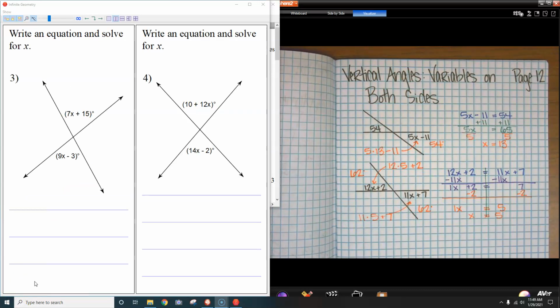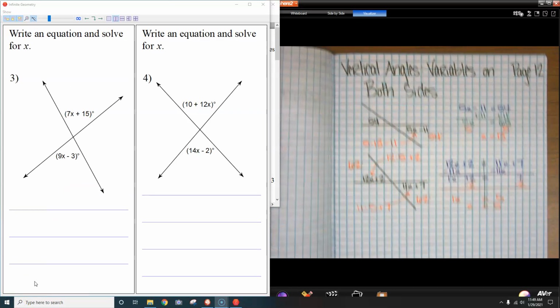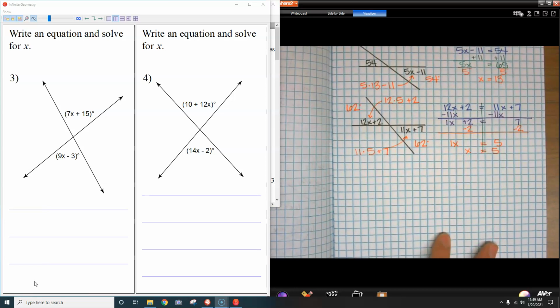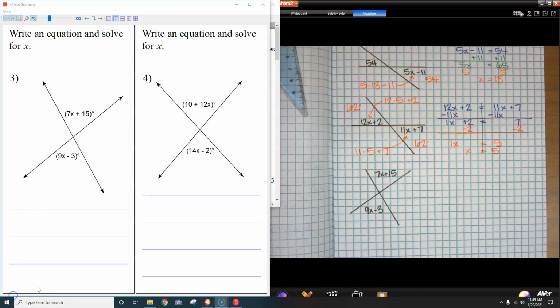I have put up 2 more problems that we're going to do in our notes. I'm not going to draw the diagram for number 4, but I am going to draw the diagram for number 3. Please pause the video and get diagram 3 copied into your notebook.